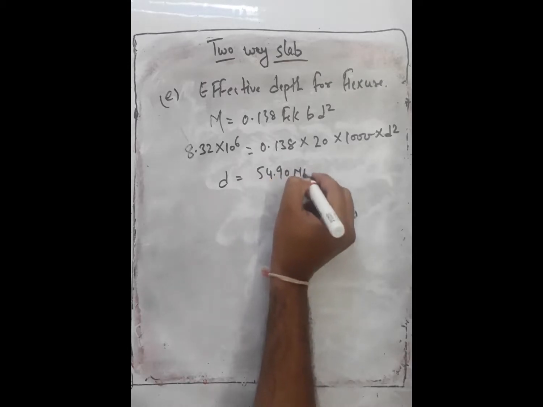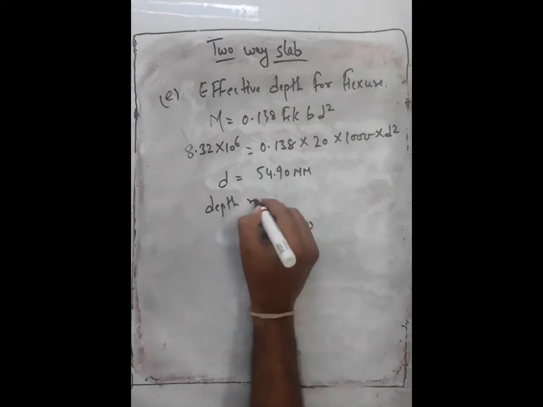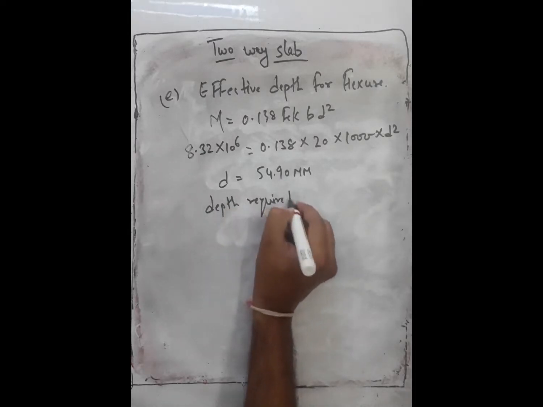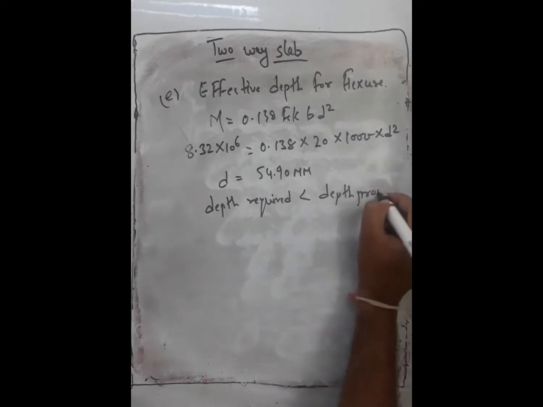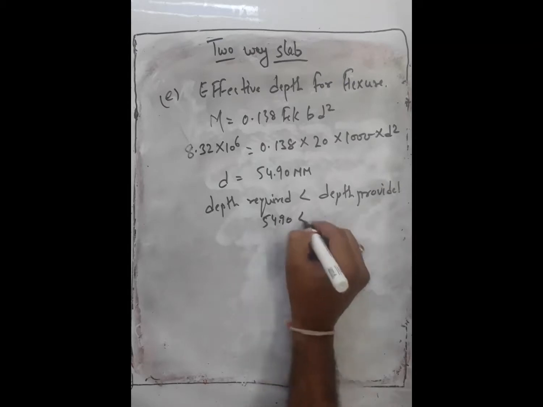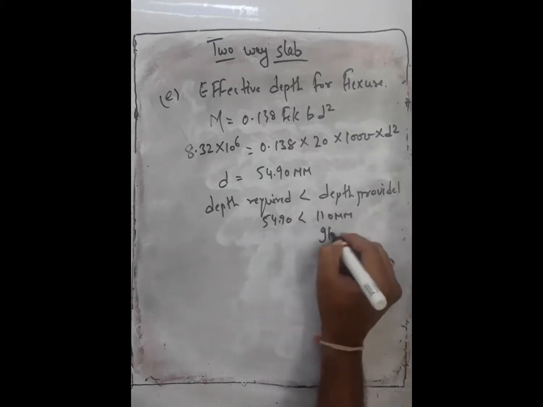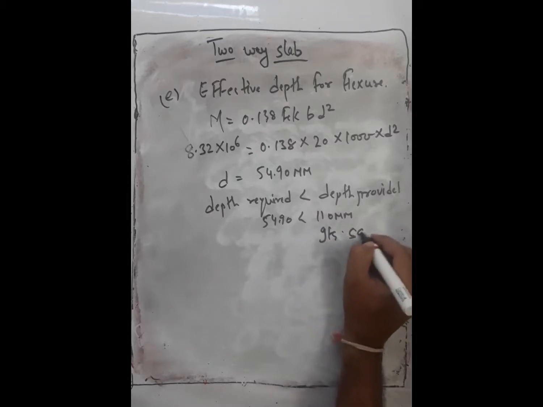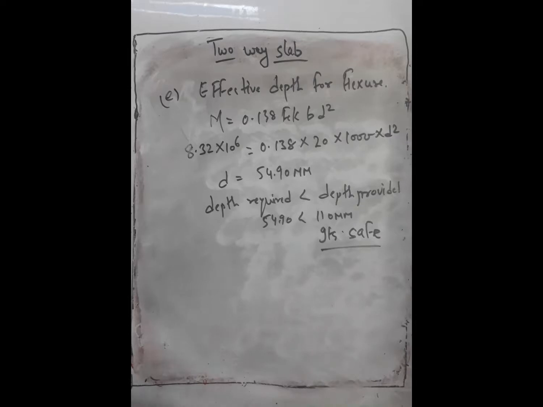54.90 mm and we want depth required is less than depth provided. So depth required is 54.90 and depth provided is 110 mm. It's safe, means it's safe for designing the two-way slab.